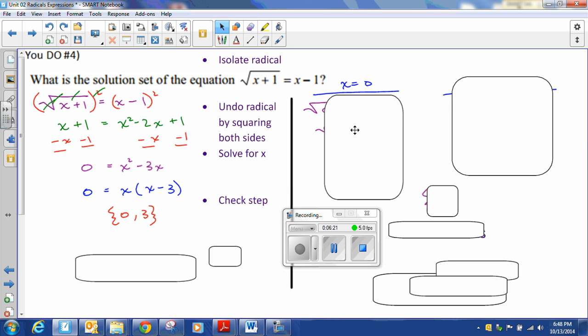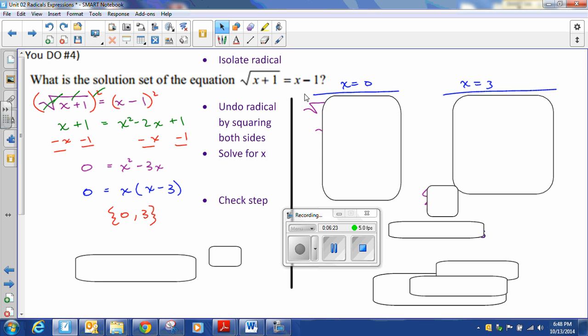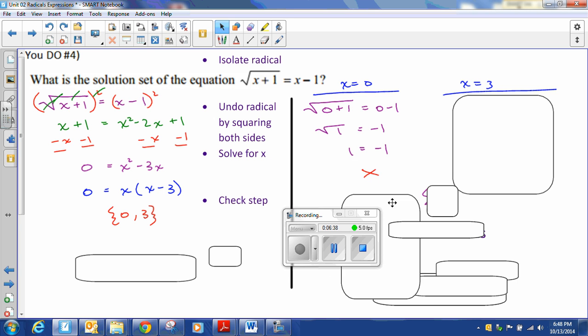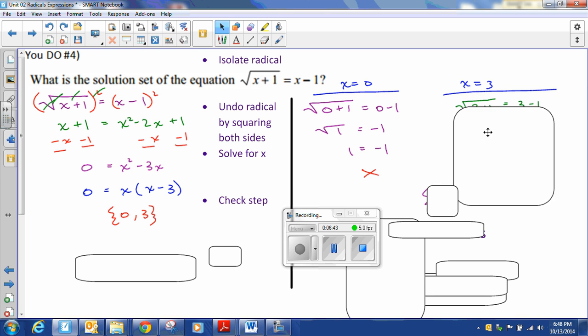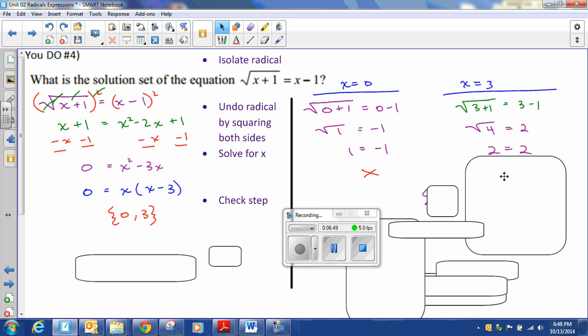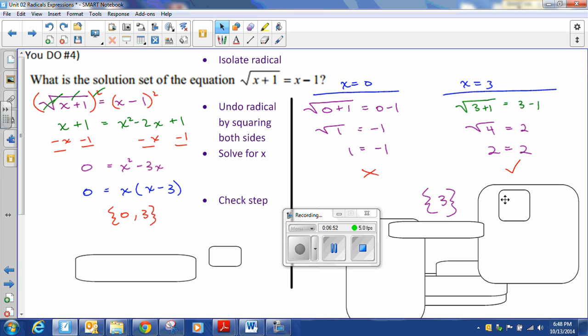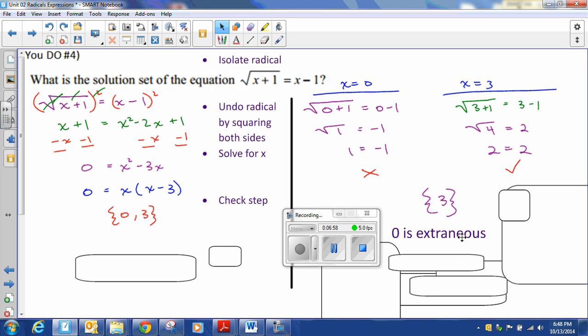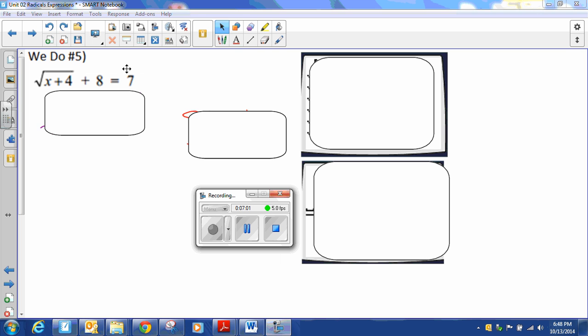Now on to the check step. We're going to check 0, we're going to check 3. Plugging into the original equation, 0 plus 1 equals 0 minus 1. Radical 1 equals negative 1. And you should see that this is not going to work out because positive 1 does not equal negative 1. So we know that 0 is an extraneous root. Let's try 3. 3 plus 1 is 4, 3 minus 1 is 2, and radical 4 is 2. 2 equals 2, and this checks out. Therefore, the only solution is 3. 0 is extraneous.